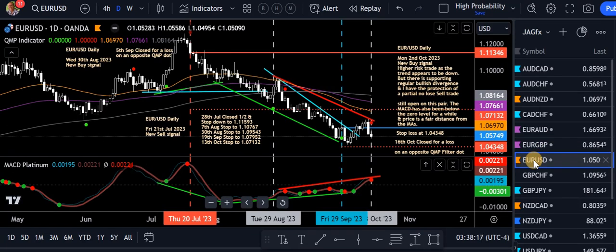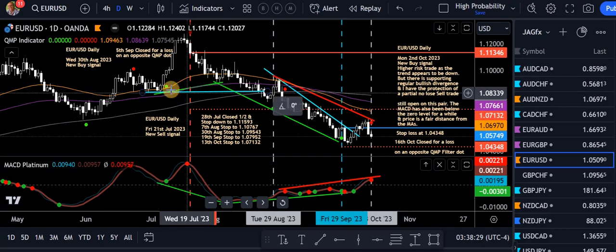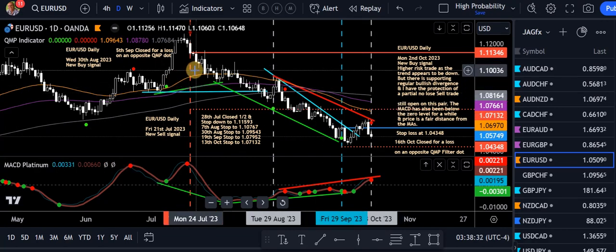Euro USD, highlighted in orange. What happened here? All right, yep. So on Monday, and I didn't write it on my notes, did I? Oh, yeah, I did, yep. All right, we're in a sell trade. Let's just go back in time a little bit.